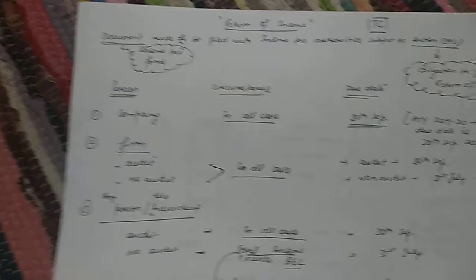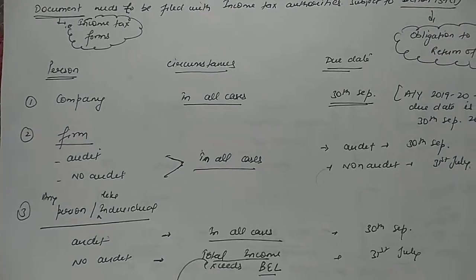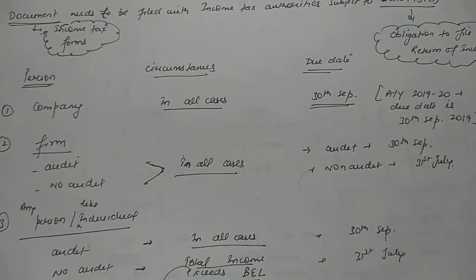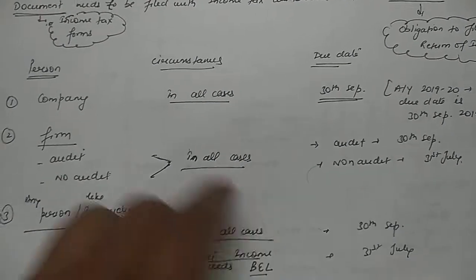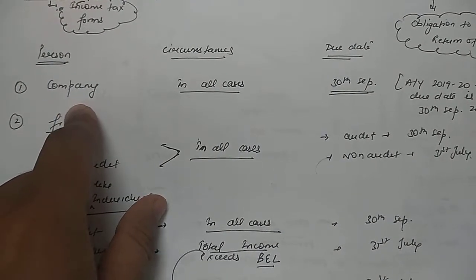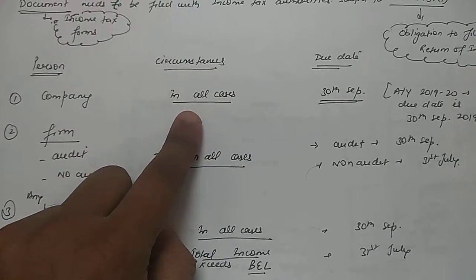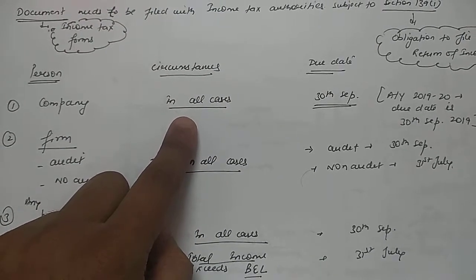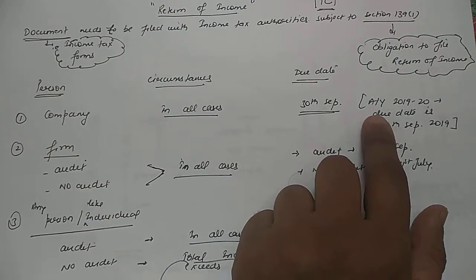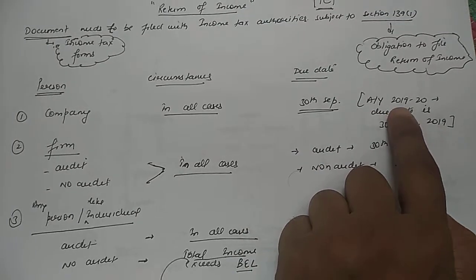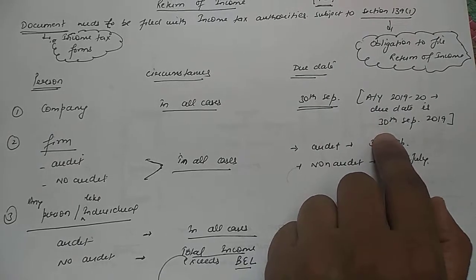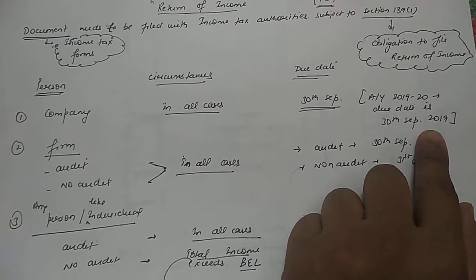Now let's see what the different taxpayers are, under what circumstances they need to submit the return of income, and what the different due dates are. If the taxpayer is a company, whether a domestic company or a foreign company, then in all cases they need to submit the return of income by 30th September of the relevant assessment year. Suppose a company is required to submit the return of income for assessment year 2019-20, then the due date is 30th September 2019.